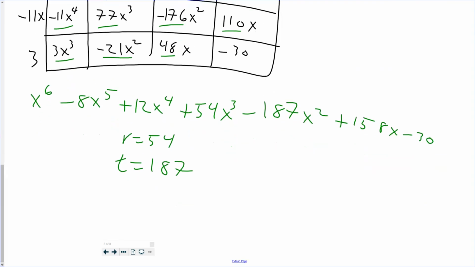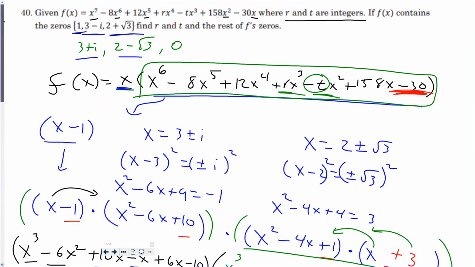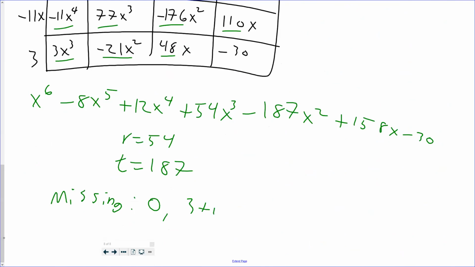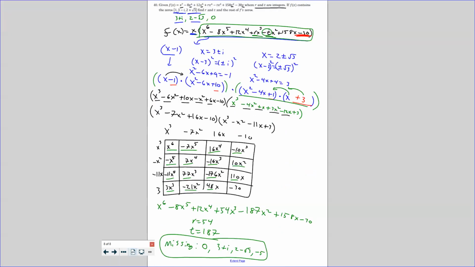And then my missing zeros. It was a 0, 3 plus i, 2 minus root 3, and that negative 5 that we got from the constants. A lot of work. Any questions about any of that? Are we good? All right, I'm going to stop the recording.